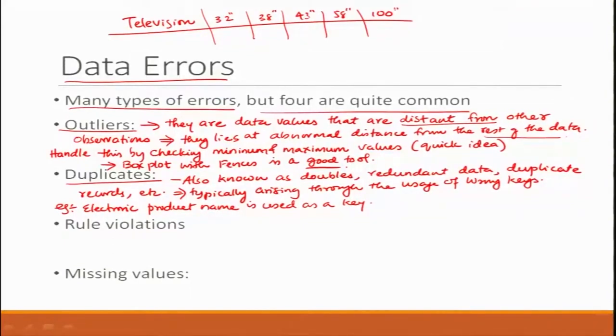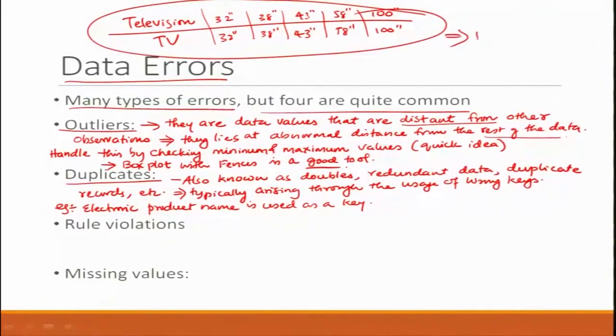And somebody, instead of television, uses the concept called TV and stores the same data, 58 inch and 100 inches. Then these two can be called duplicate records. The same exact data, but because television and TV have been used to represent the same concept, on a database system these are two different values, and hence duplicate values get into the picture. And this is typically a nightmare to deal with.